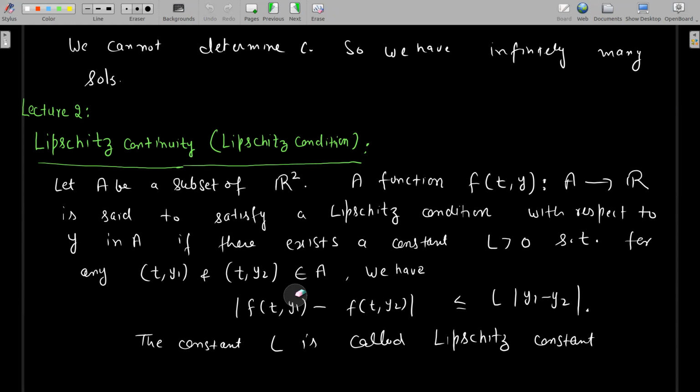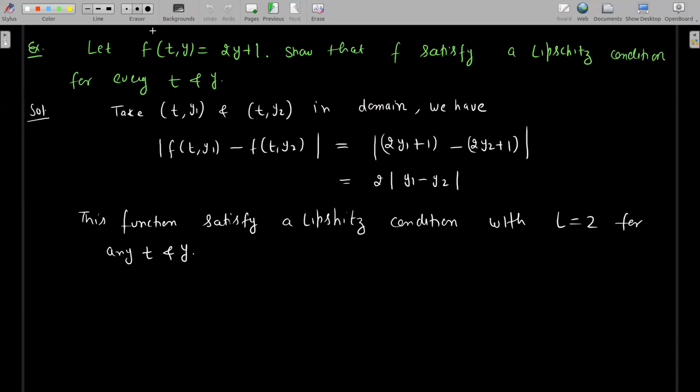You can say Lipschitz in both senses, in t and in y, but here we are talking about the Lipschitz condition with respect to variable y. So this is the formal definition: you have to find this difference. If you are able to write it, then it's okay. I have taken this example, 2y plus 1, and you can write f(t,y1) minus f(t,y2) equals 2 times (y1 minus y2), less than or equal to. So here the constant L is 2. So you can say this function satisfies the Lipschitz condition.